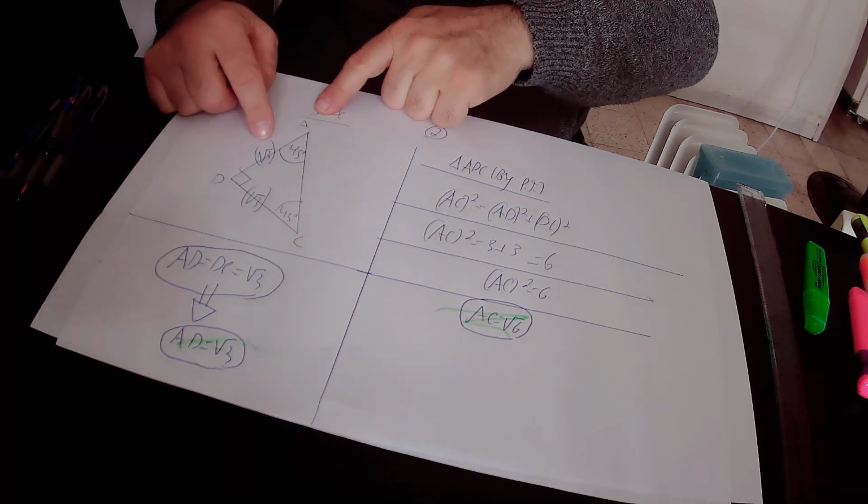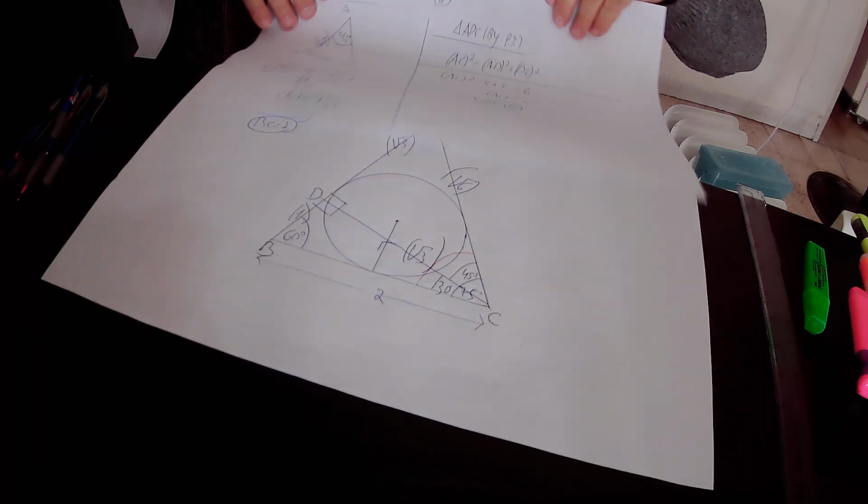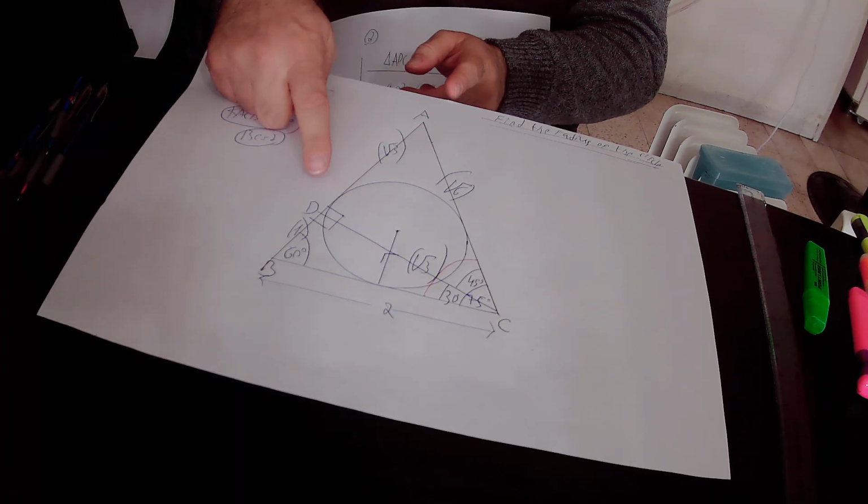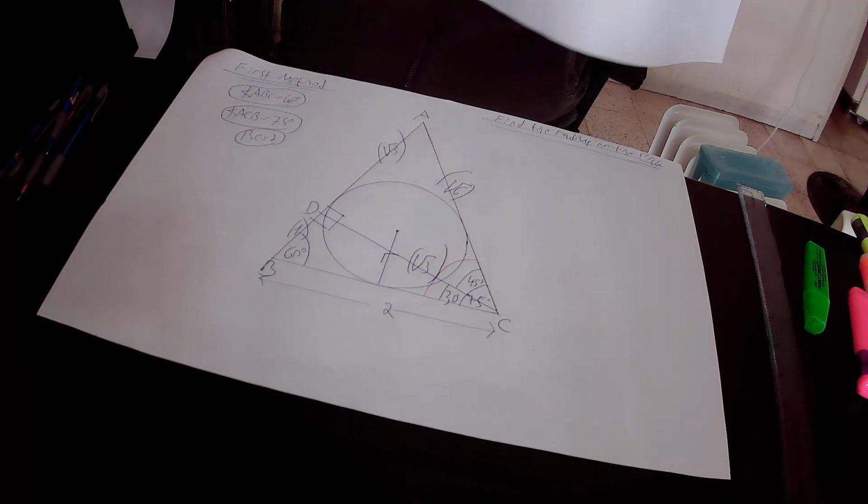Here AD equals the square root of 3 units in its length, and here also, line segment AD equals the square root of 3 units in its length.